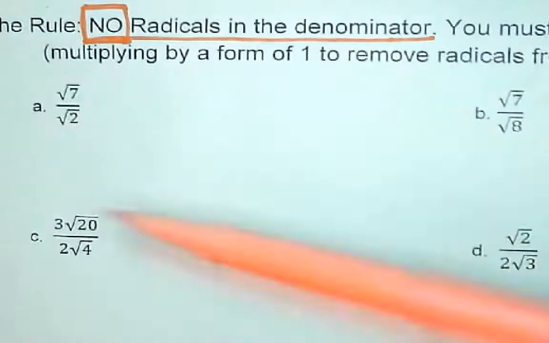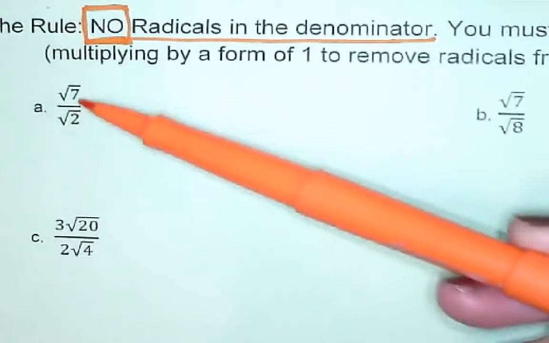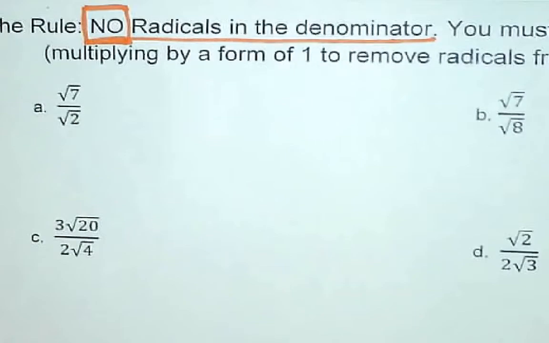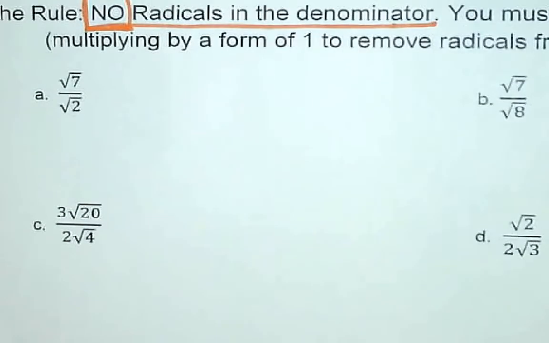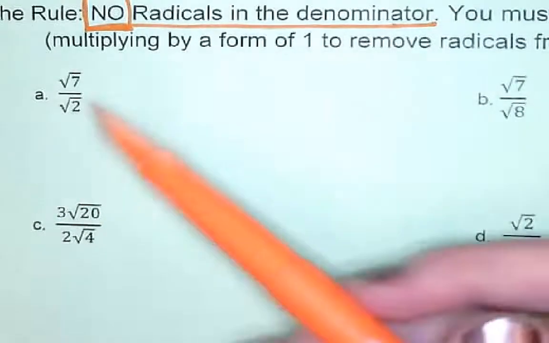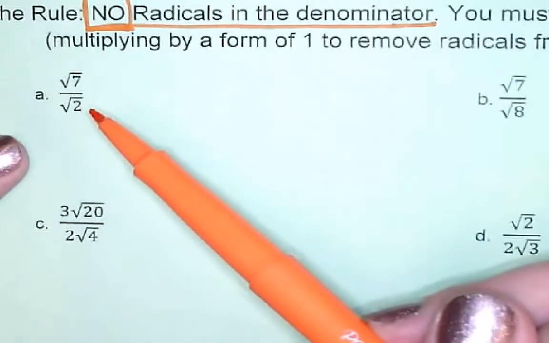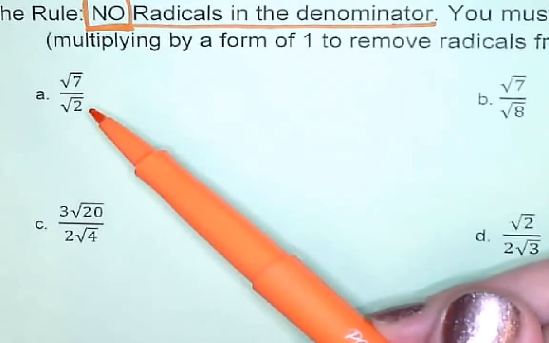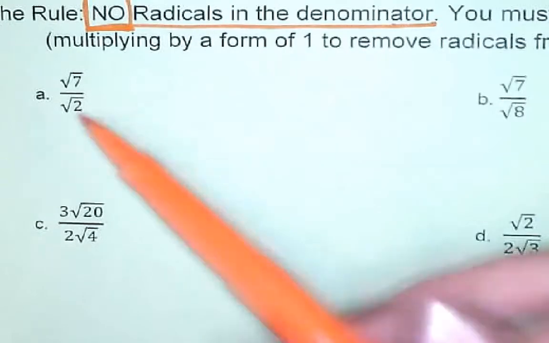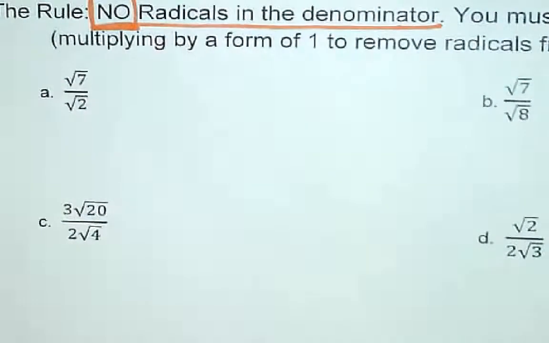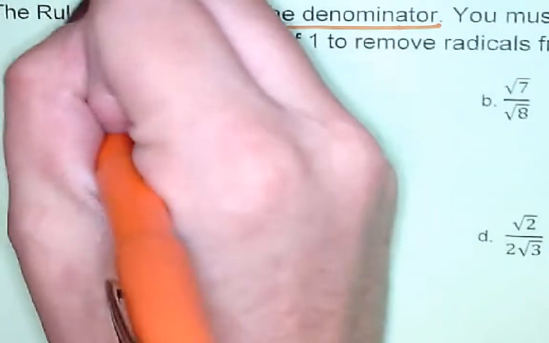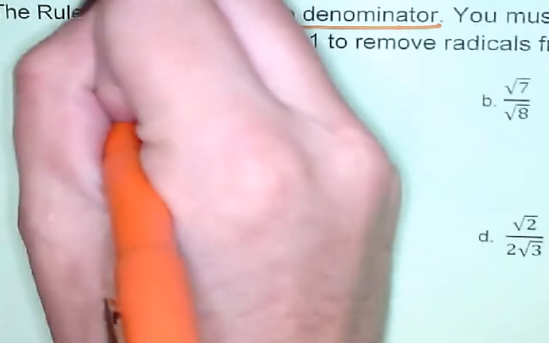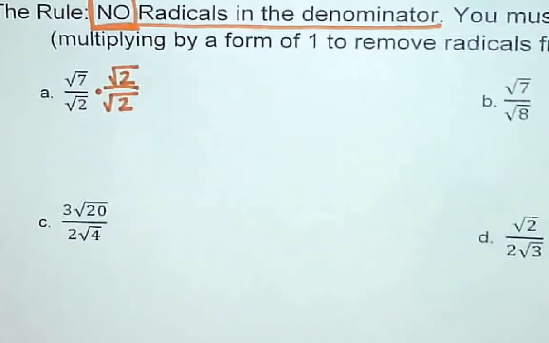So if you look at A, is everything simplified? Are both those radicals fully simplified? Yes, they are. So guys, both of those radicals are fully simplified. But this square root of 2 is a problem. Why is it a problem? Because it's in the denominator. So guys, the way that we can get rid of this is by multiplying by square root of 2 over the square root of 2. Okay?